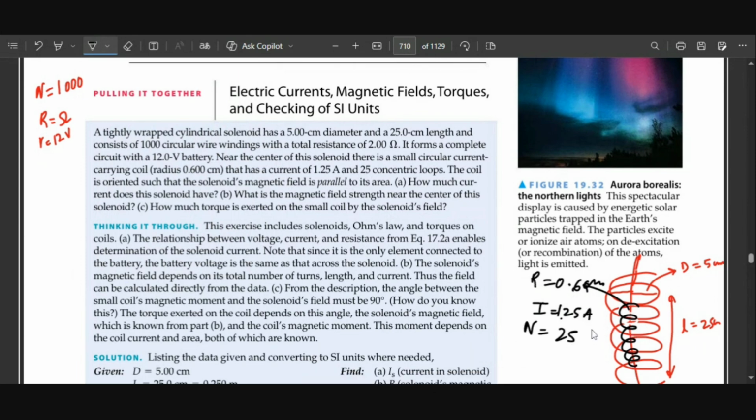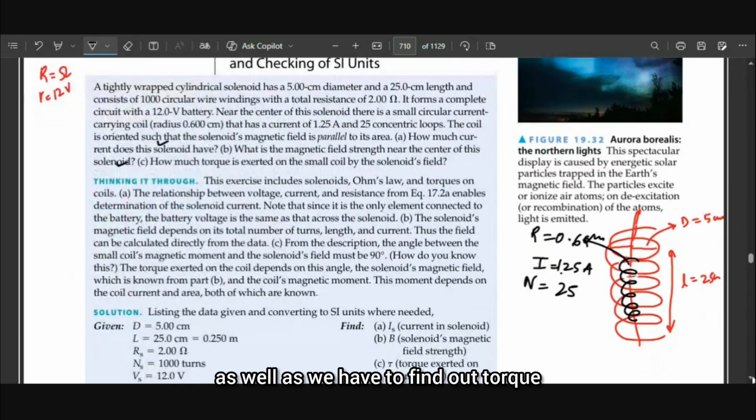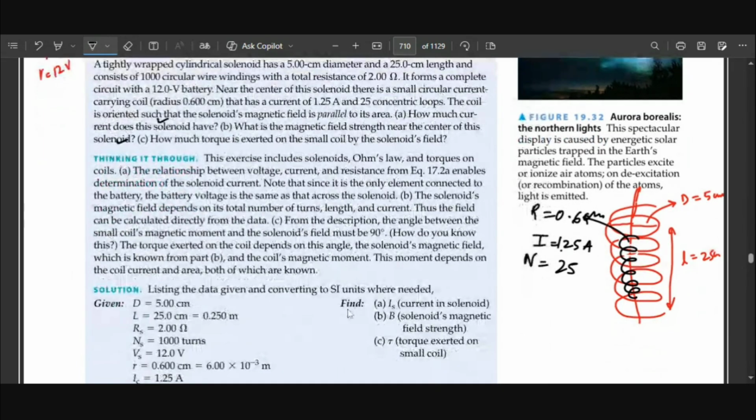So this is a complex example, a coil within coil. The coil is oriented such that the solenoid magnetic field is parallel to its area. What is the magnetic field strength near the center of the solenoid? How much current does the solenoid have? How much torque is exerted on the small coil by the solenoid field? So we have to find out current, the magnetic field at the center, as well as the torque.